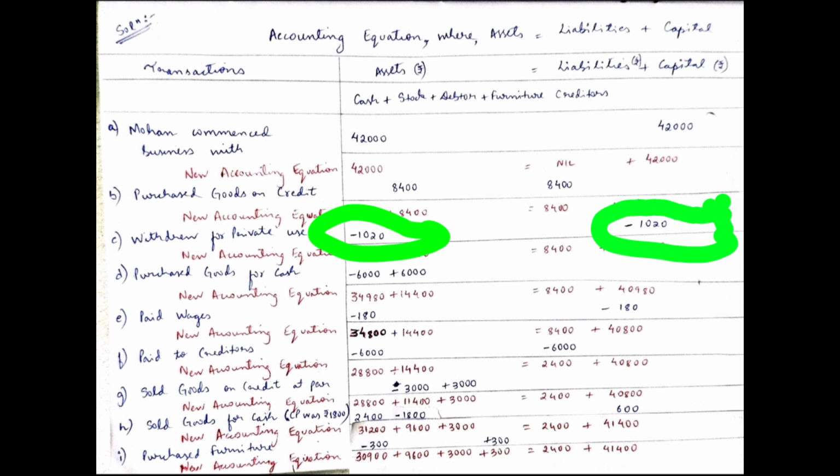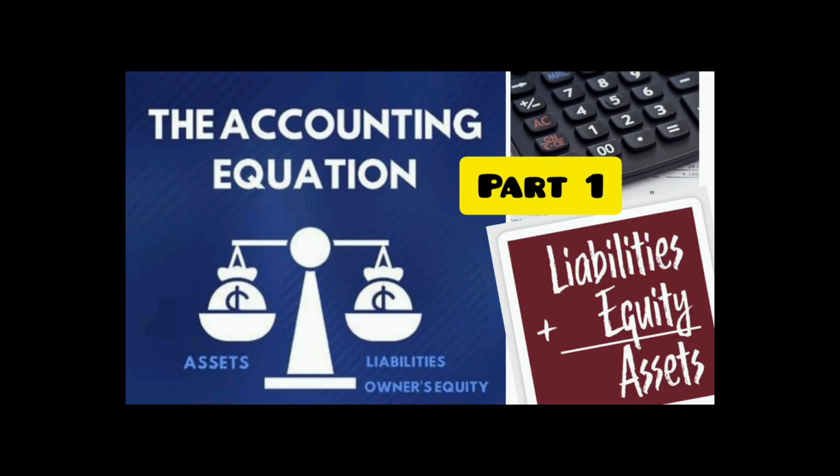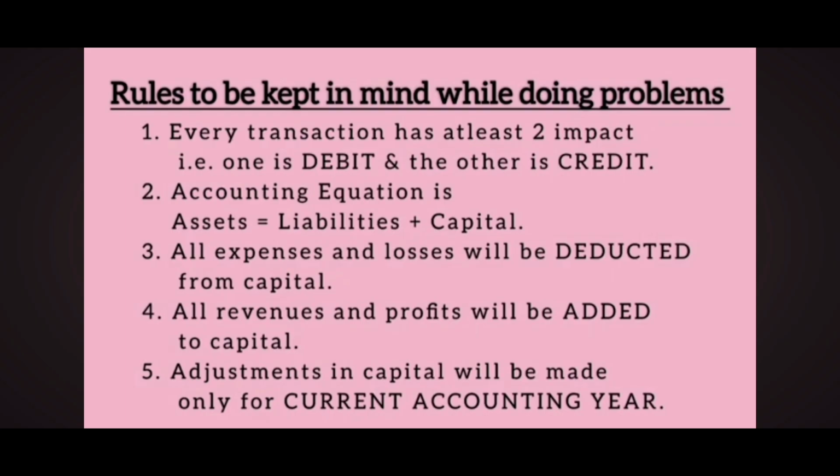Remember, in my first lecture on the accounting equation, the video where I gave you 5 rules for solving accounting equation problems: all our expenses, losses, and drawings will be deducted from the capital, and all the gains and profits will be added back to capital. If you did not watch, you can watch that video first and then come back to this video. If you did, then continue watching. So we will deduct it.